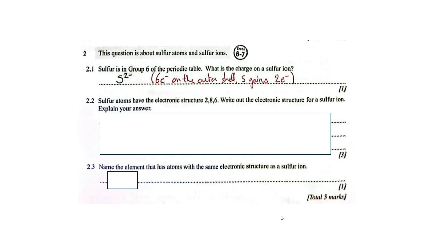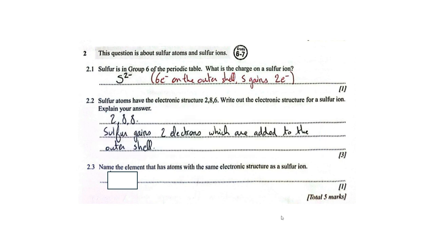Sulfur atoms have the electronic structure 2,8,6. Write the electronic structure of a sulfur ion. So it's gained 2 electrons, which are added to the outer shell, making it 2,8,8. Sulfur gained 2 electrons to get a full outer shell, so 2,8,8.